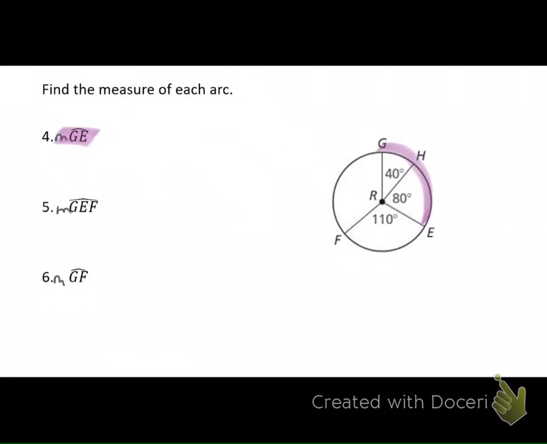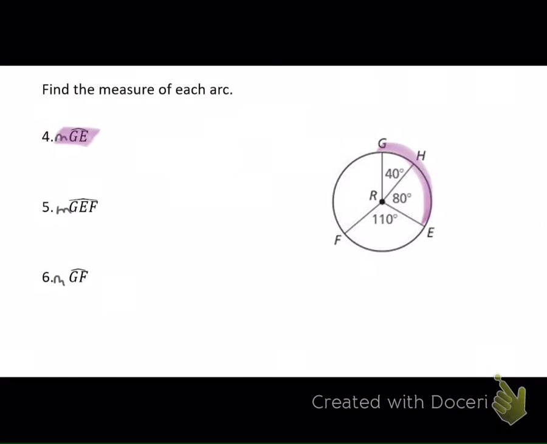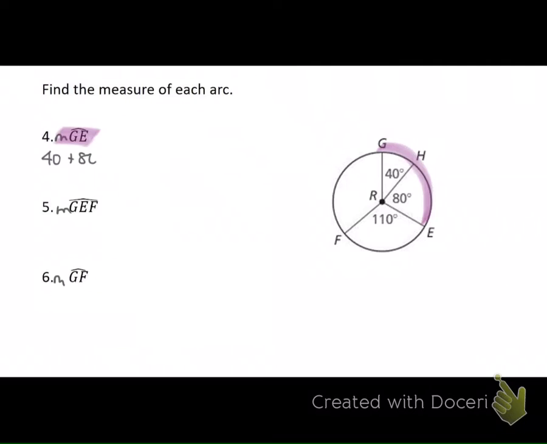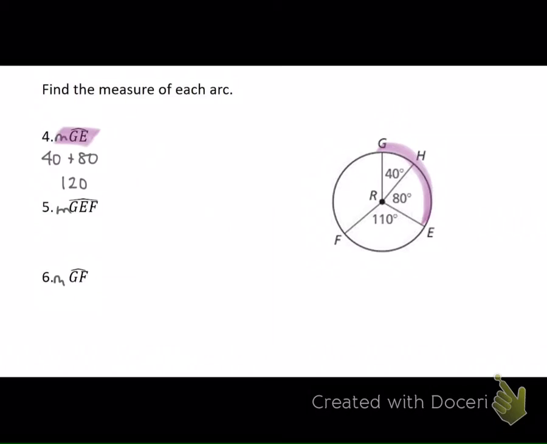So 40 and 80 are those measures. So what's the whole entire measure of GE then? 120. We just add. We use that angle addition postulate. 40 plus 80 is 120 degrees. And this is a minor arc. It doesn't ask us to name it, but it's a minor arc. It has 2 letters and it's less than 180 degrees. So if you are confused about major and minor arcs, you might want to make a note that this is a minor arc.